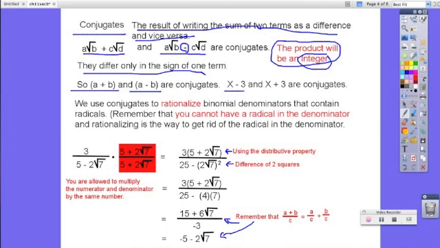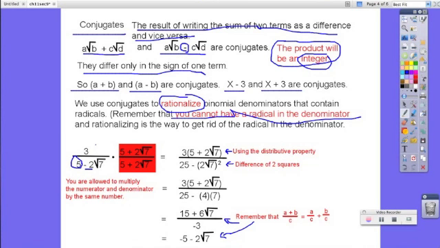And we use conjugates to rationalize binomial denominators. If you remember a couple sections ago, we had the term rationalize. It means to turn an irrational number into a rational number. And remember, you cannot have a radical in the denominator, and that's why we're doing this. So here's the problem: 3 over 5 minus 2 square root of 7. You just can't multiply by the square root of 7, because if you do that, you've got to multiply this times the square root of 7, and then you'll have 5 square root of 7 in the denominator again. So you really didn't get rid of it.